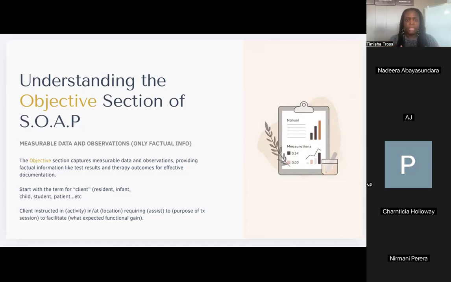So let's say during the transfer, maybe the client had a loss of balance. That's something you would document. During transfer, patient had loss of balance, requiring mod assistance to self-right. Okay, that is how we can document that. All right. Any questions with this one? No? Okay.